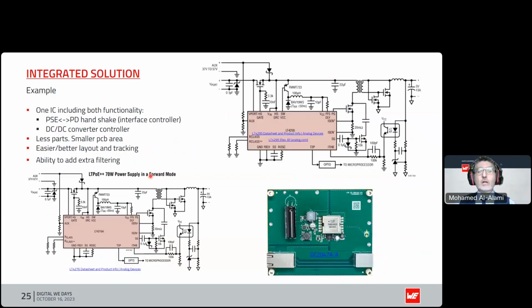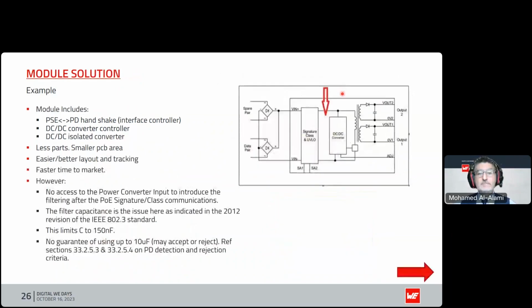The other solution is what I call the integrated solution, and this is where one IC does both the handshake as well as the regulation. Now, of course, this is fewer parts and a smaller PCB area, so it's bound to be better layout and tracking. It's all internal to that IC. And you've still got the ability to add extra filtering for the power stage. That's very important, and we'll see why on the next slide. But with this one, again, you are subject to having to do a major redesign if you are unable to get hold of this specific IC.